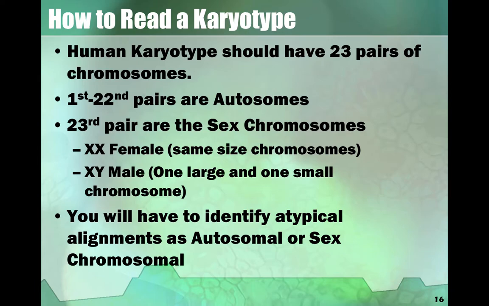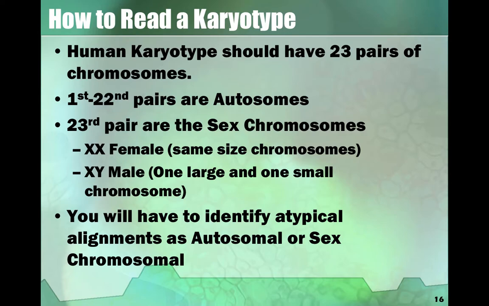Remember, females are XX chromosomes, and the easiest way to see those is they're both the same size. And males have an XY chromosome, and that means that they're going to have one chromosome that's very large, and it's going to be paired with a chromosome that's very small.